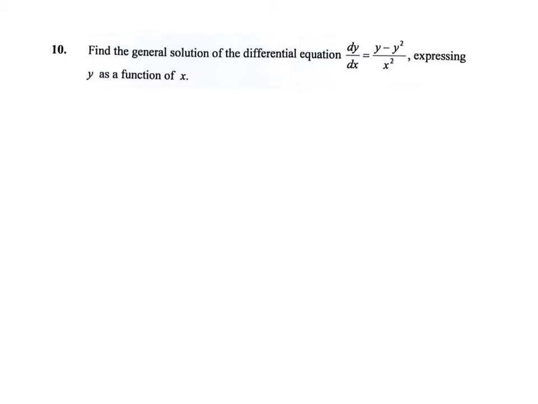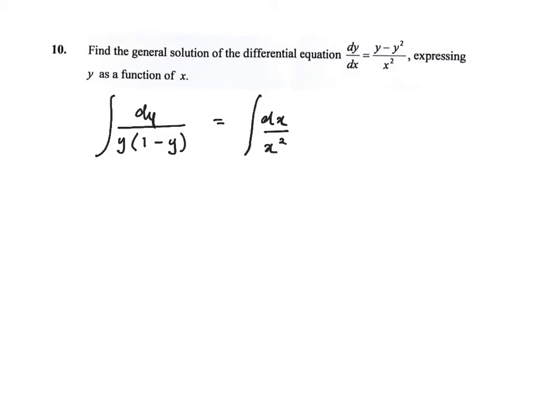Find the general solution of the differential equation. What we can do here is separate the variables. So I'm going to write that as dy, and I'm also going to factorise that term. So we take out y as a common factor, and it's 1 minus y, equals dx over x squared.